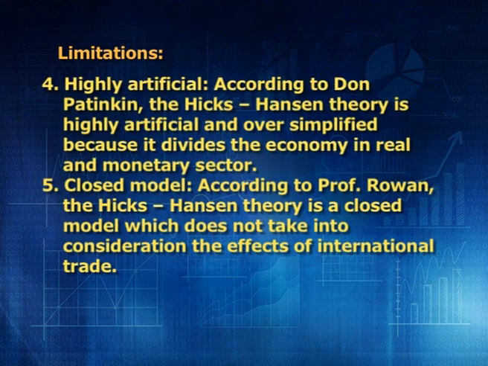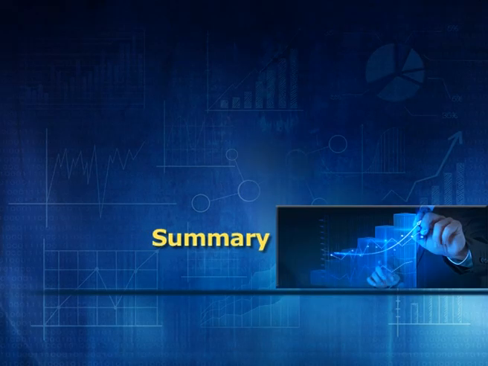It is highly artificial. According to Don Patinkin, the Hicks-Hansen theory is highly artificial and oversimplified because it divides the economy into real and monetary sectors. Lastly, closed model. According to Professor Ruan, the Hicks-Hansen theory is a closed model which does not take into consideration the effects of international trade. In spite of these limitations, the utility of the IS-LM technique in explaining the determination of the interest rate in an economy cannot be undermined. So let us summarize the session.